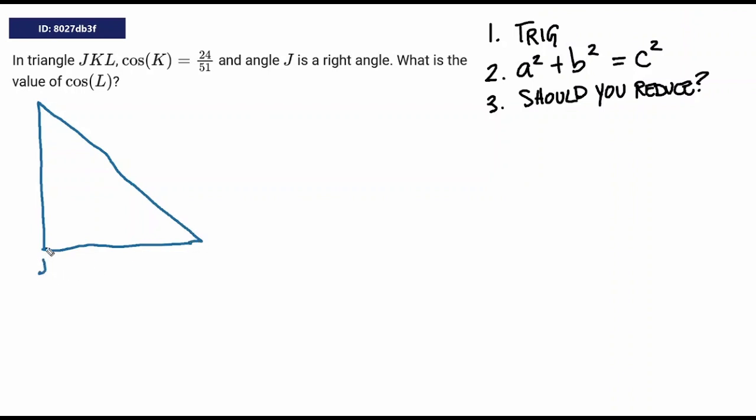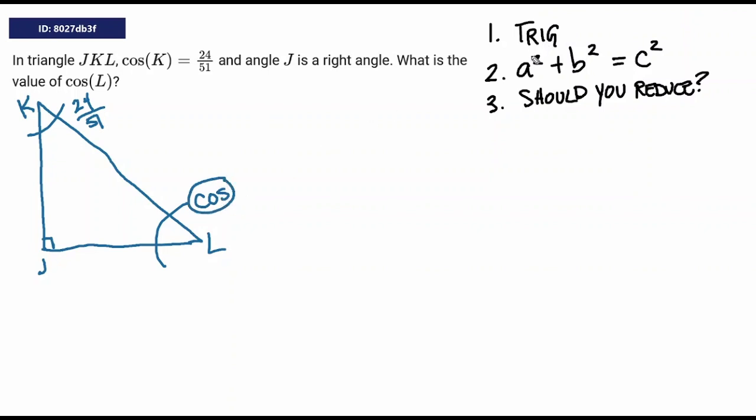Okay, so J is the right angle. Does not matter where you put K and where you put L. The cosine of K is 24 over 51. You're looking for the cosine of L. So let's write that down and circle it. Keep it in mind. And just start from the top.